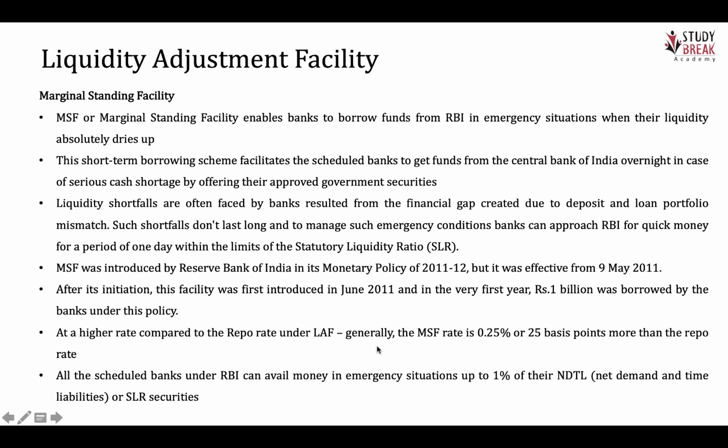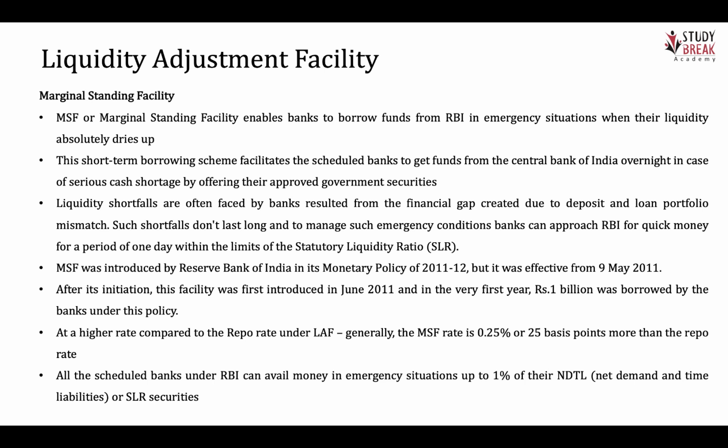So what do the banks do? They generally take a very short term loan, that is an overnight loan from the RBI, at a rate slightly higher than the repo rate. You can see here, at a higher rate compared to the repo rate under the liquidity adjustment facility, generally the MSF is around 25 basis points. What is the meaning of 25 basis points? That if the repo rate is 4%, then it will be 4.25%, more than the repo rate. So that is how it is.